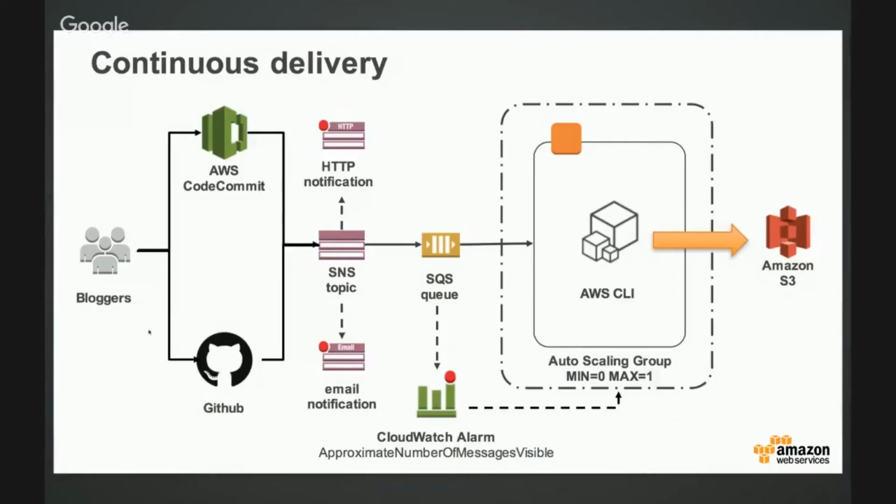So the full process would be: trigger an update, the update triggers an SNS topic, the SNS topic delivers the message to the queue, which is consumed by the instance that may be brought to life by an auto-scaling event triggered by the alarm, and that goes to S3. It may sound a bit complicated, but I'll show you that it's quite simple.